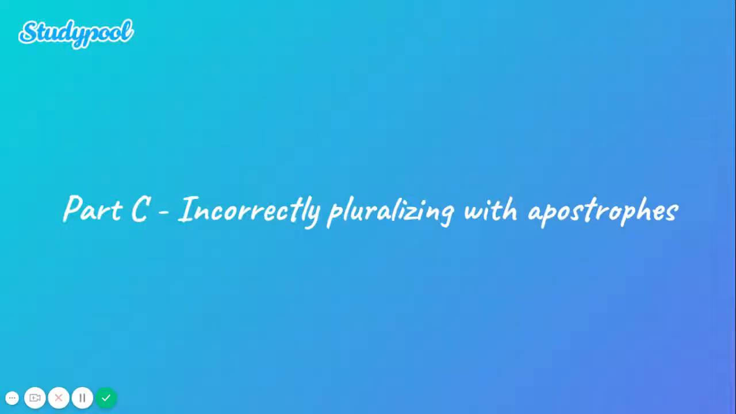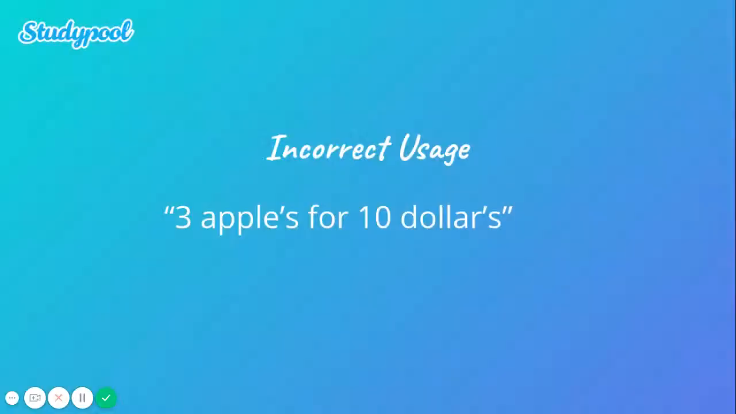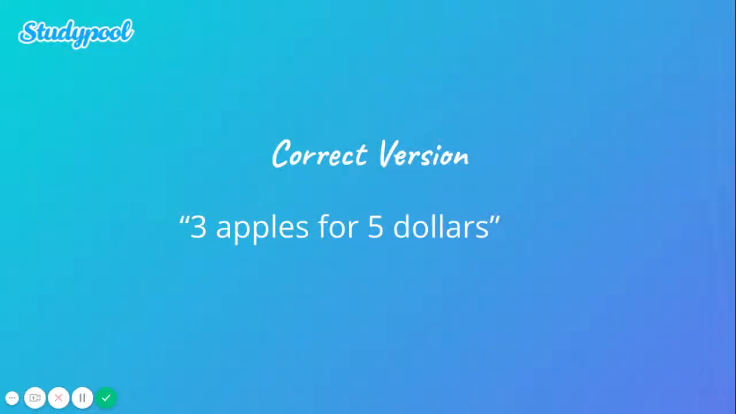Part C. The incorrect use of apostrophes. An extremely common mistake concerning apostrophes is when they are incorrectly used to give a plural form of a noun. 3 apple's for $10. With very rare exceptions, apostrophes are never used to make a noun plural, something that you should be very aware of. Here's the correct version. 3 apples for $5.